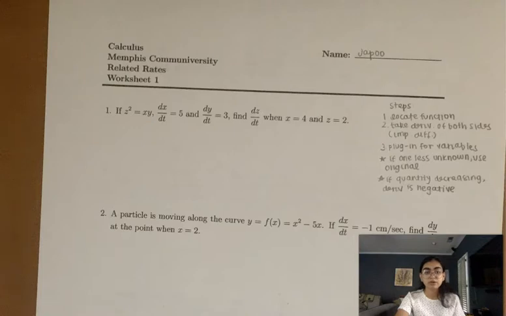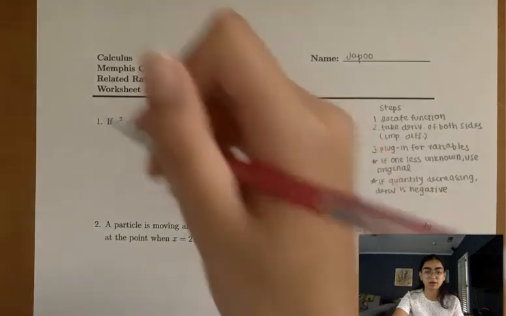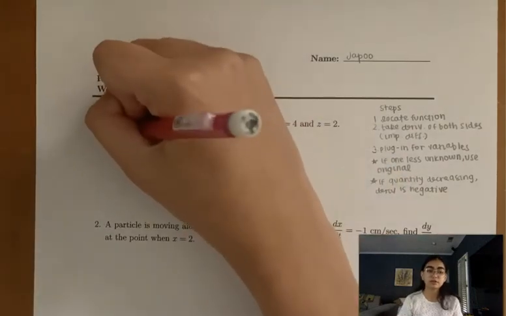Okay, so number one is actually very straightforward. It's not really a word problem, with no real-life situation or anything, but it shows you the steps that we have to take when approaching related rates problems. The first thing that we're going to do is locate the function. In this case, the function is given to us. The function here is z squared equals x times y. So I'm just going to go ahead and circle that.